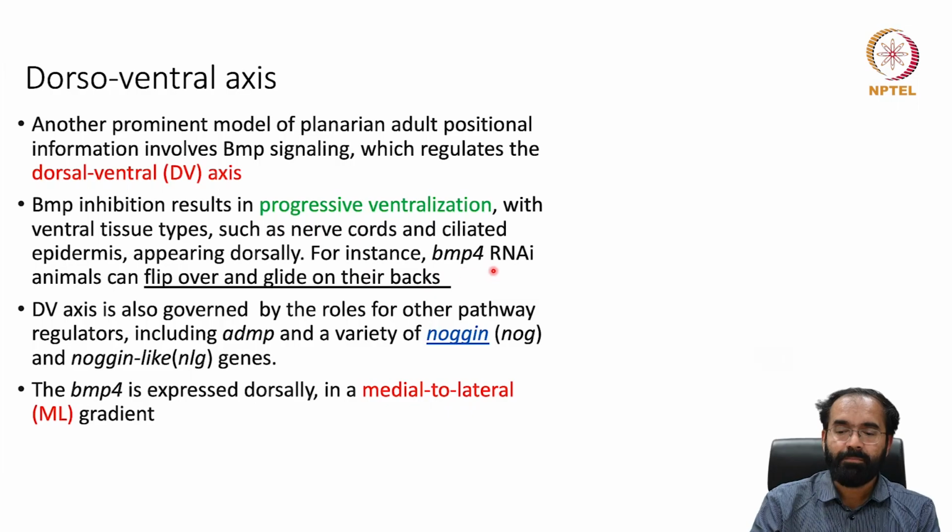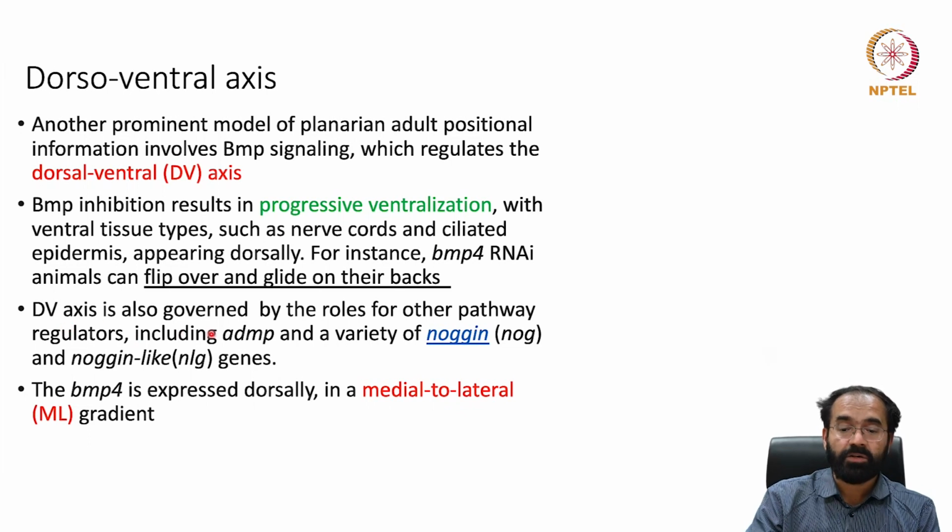For example, BMP4 RNAi. BMP4 is a ligand of the BMP signaling. RNAi animals can flip over and glide on their back. They're gliding on their back naturally because the animal thinks their back is their belly, chest. So instead of moving with the belly down and back up, it will go with the back down and belly up. So this is decided by the BMP signaling.